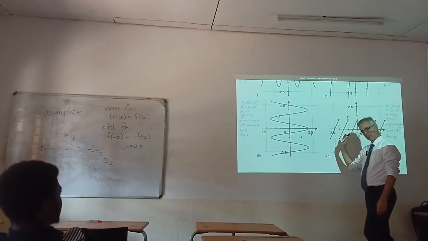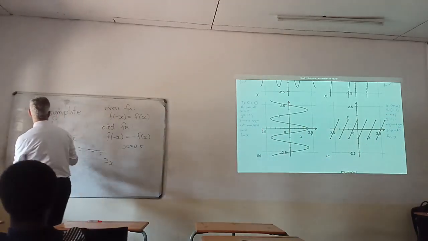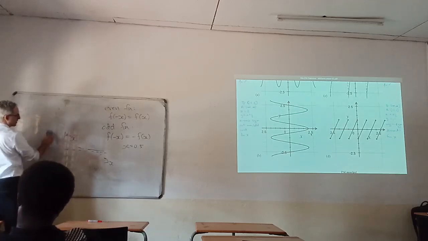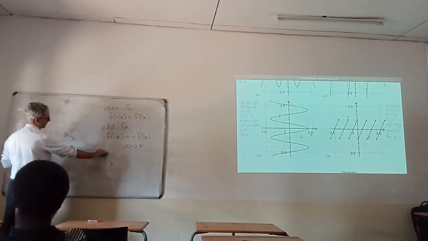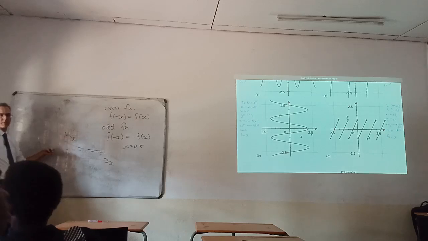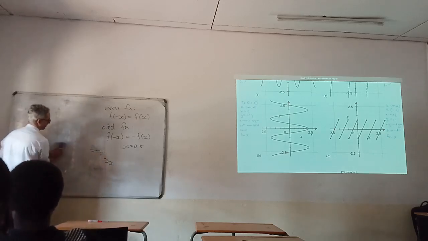For this to be a function, we would have to draw it like this. You remember asymptote is this dashed line. And the dashed line is not part of the curve, is not part of the function, but it tells you something about how the function behaves.